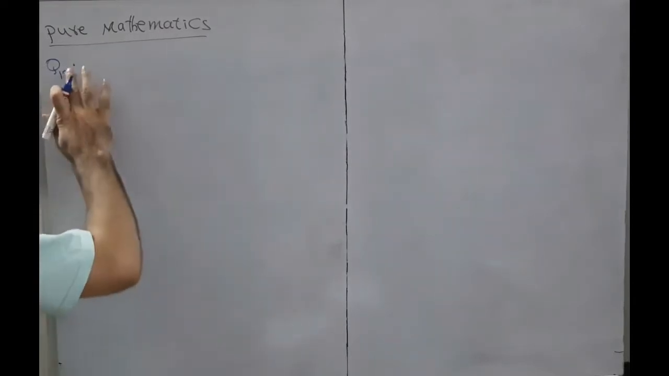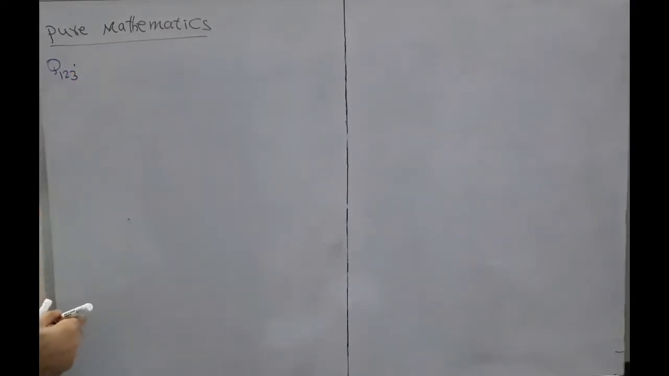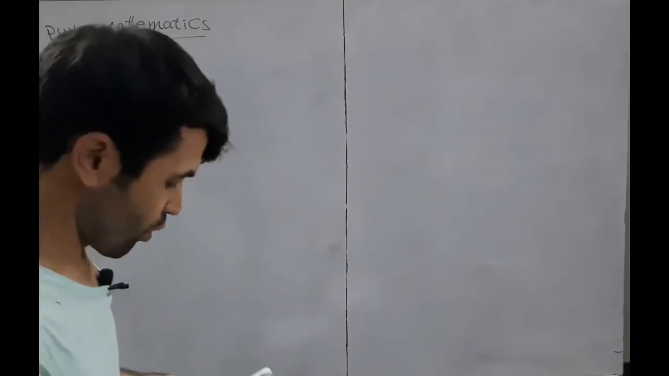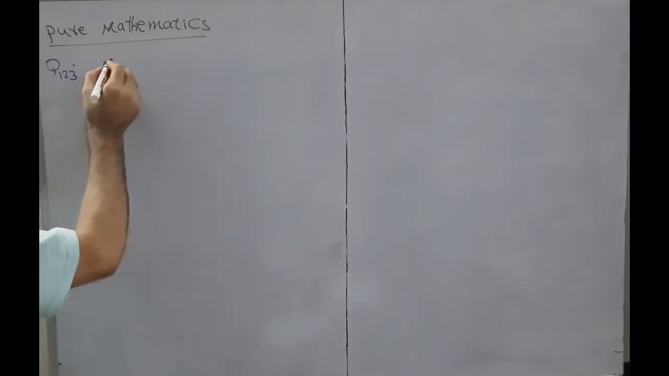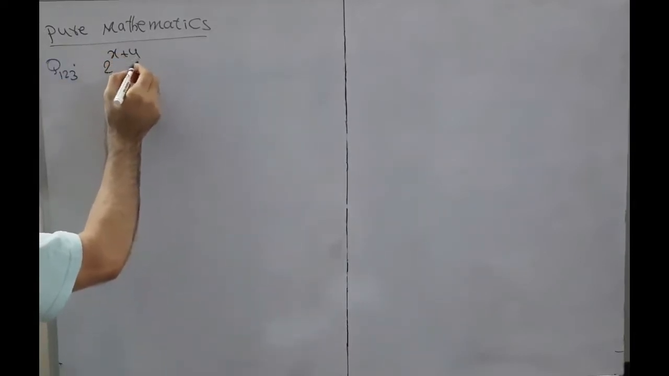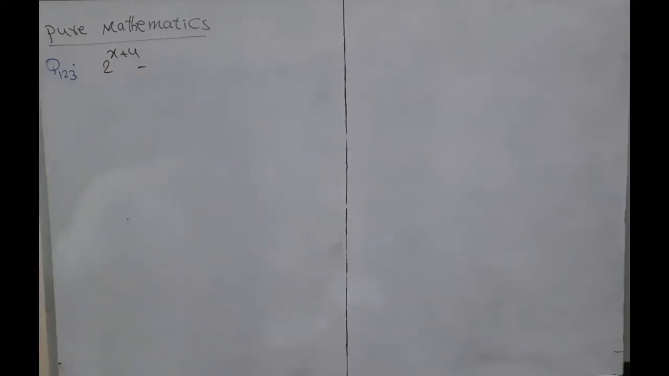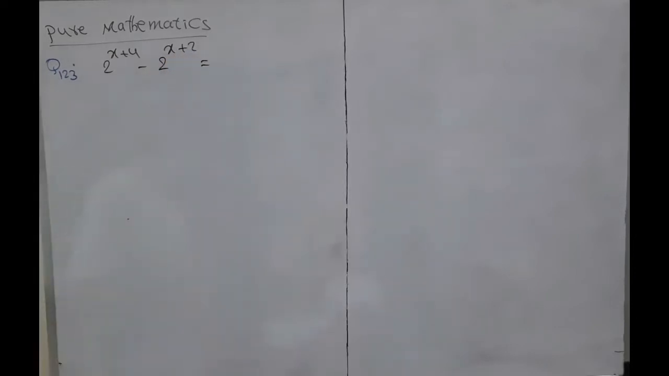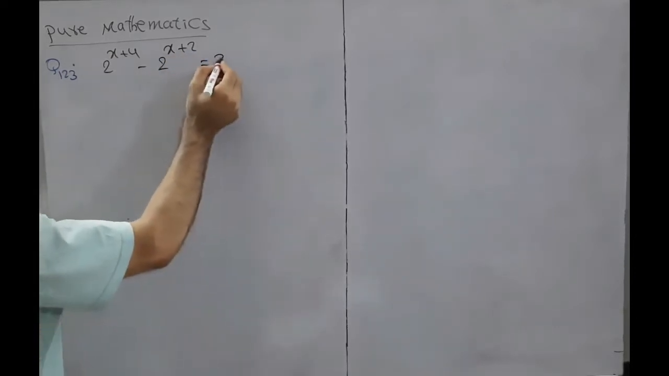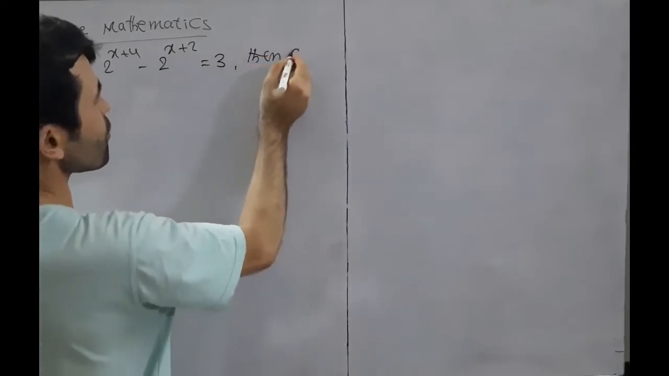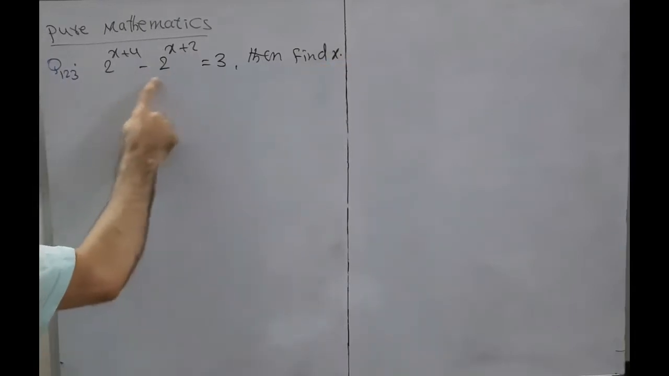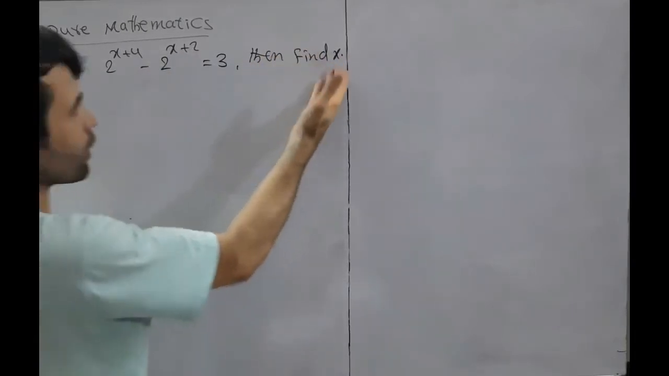Here in this class it is question 123. In this class we want to solve an exponent equation: 2 to the power x plus 4 minus 2 to the power x plus 2 is equal to 3. Then find x. From this exponent equation we want to find the value of x.